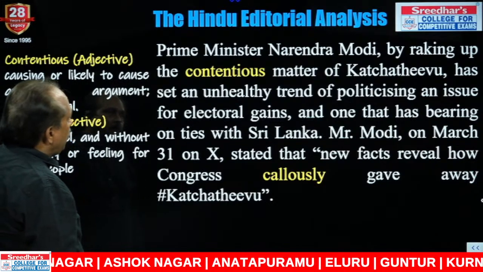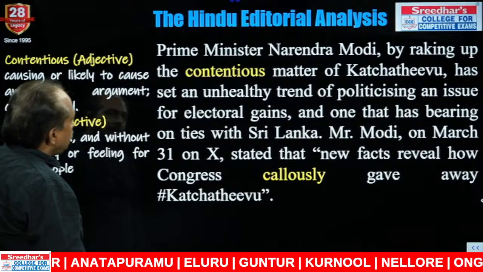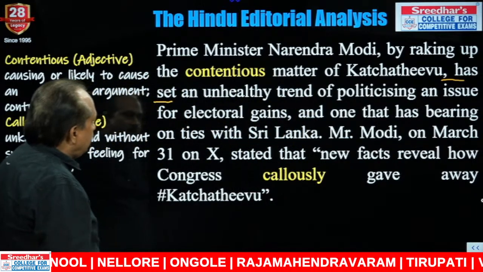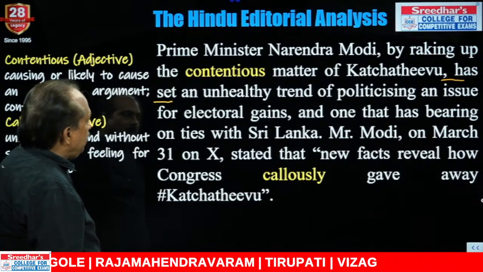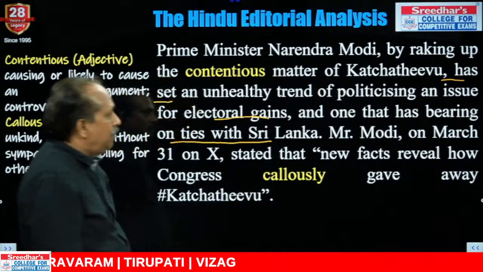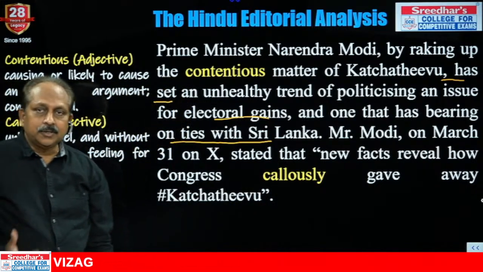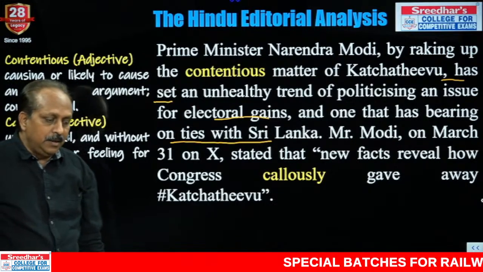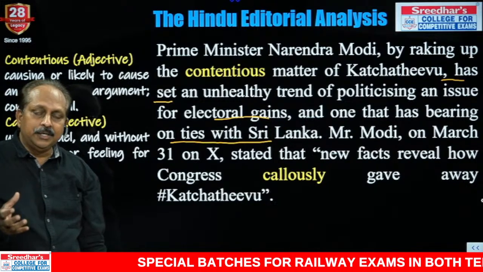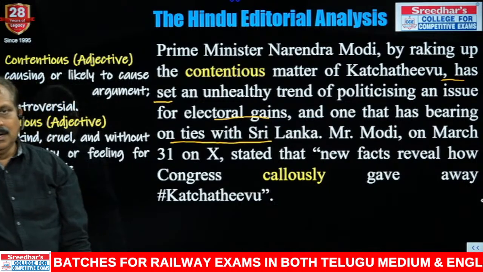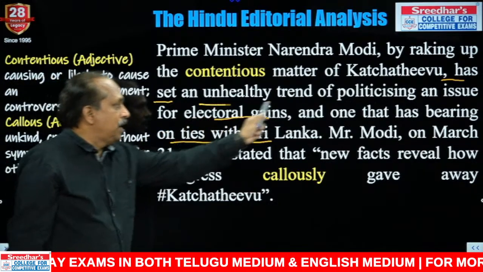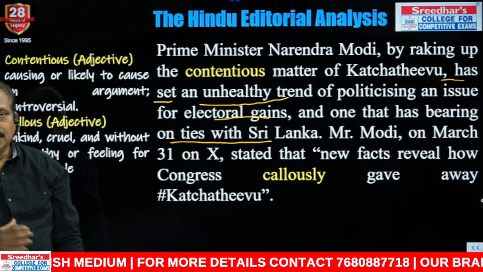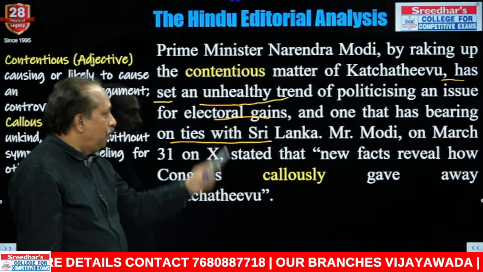Prime Minister Narendra Modi, by raking up the contentious matter of Kachativu, has set, present perfect tense, has set what? An unhealthy trend of politicizing an issue for electoral gains, and one that has bearing on ties with Sri Lanka. There are two dimensions over here. The editorial opines, takes a stand and says, Prime Minister Narendra Modi, by raking up the contentious matter of Kachativu, what has he done? He has raked up the contentious, controversial issue of Kachativu. By doing this, he has set an unhealthy trend. Trend means what? Something that is going on, a current trend. But here, unhealthy trend of politicizing an issue for electoral gains.